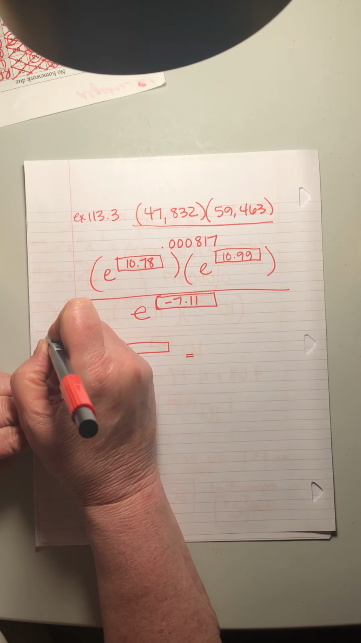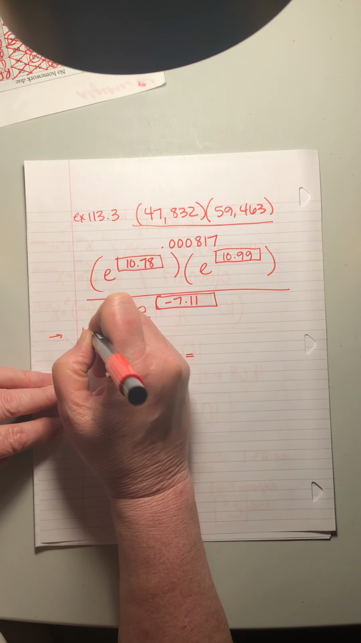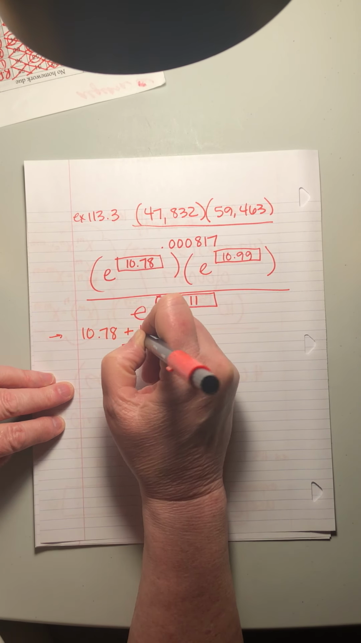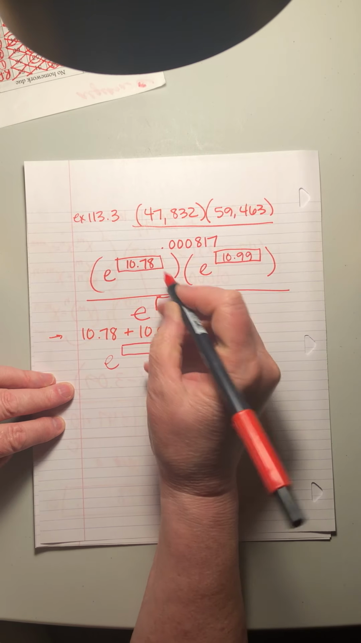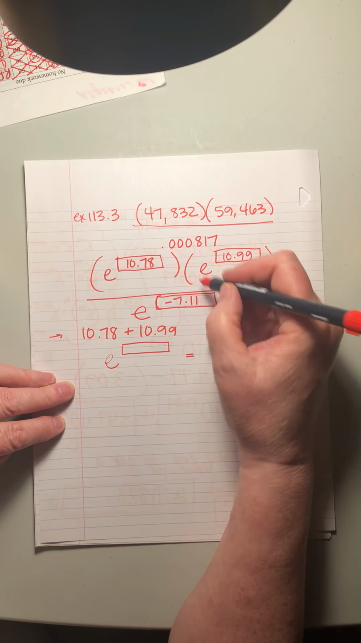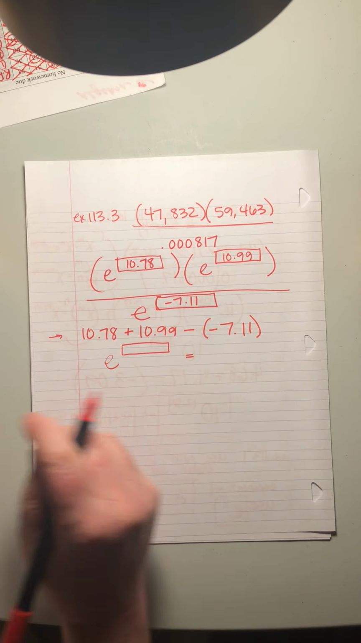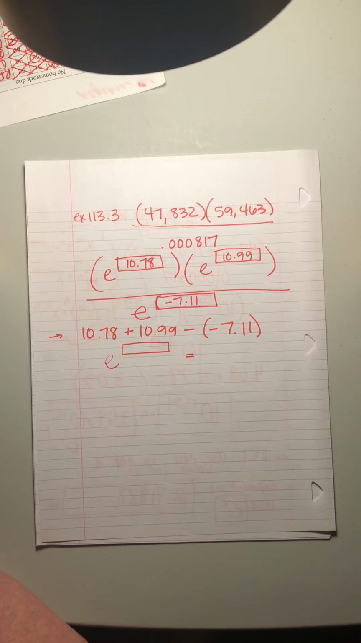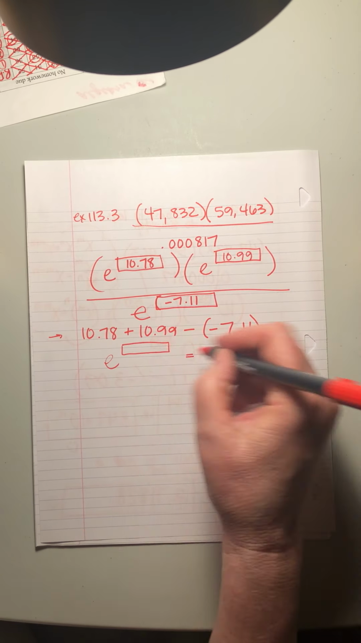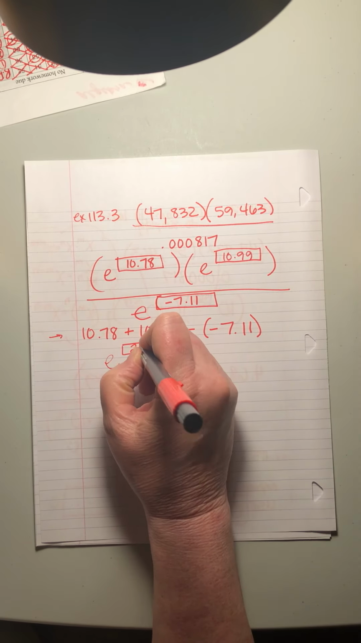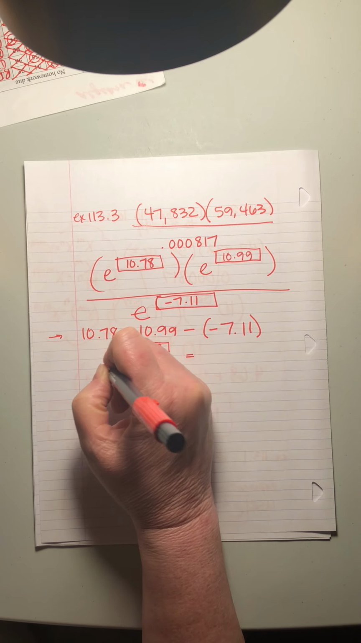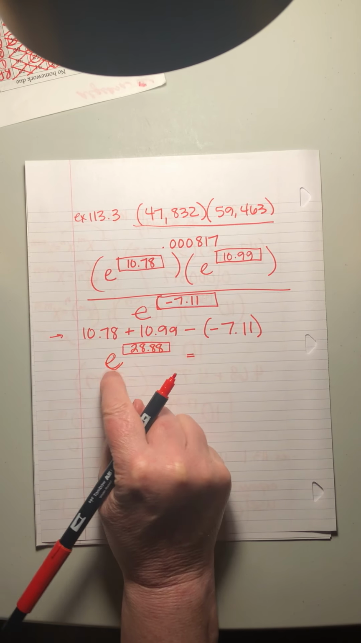Then we just use the product rule, and we do 10.78 plus 10.99, product rule, and then quotient rule, subtract minus 7.11. So we're actually adding that, and the number that we will get is 28.88. Those three added together should be 28.88. Now we know the exponent that's sitting on top of our base.